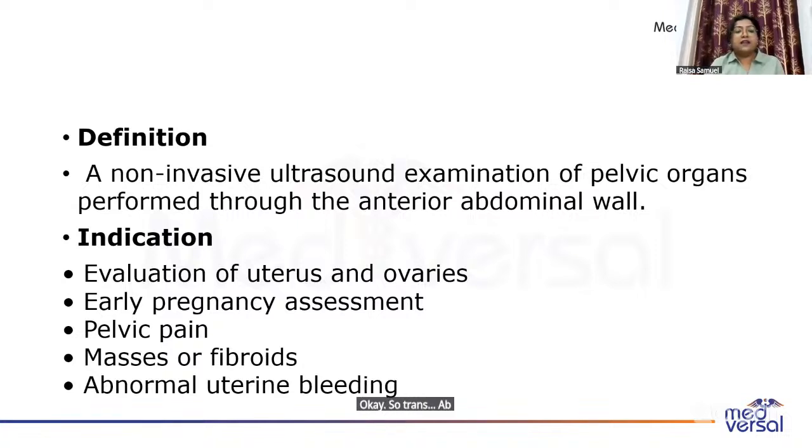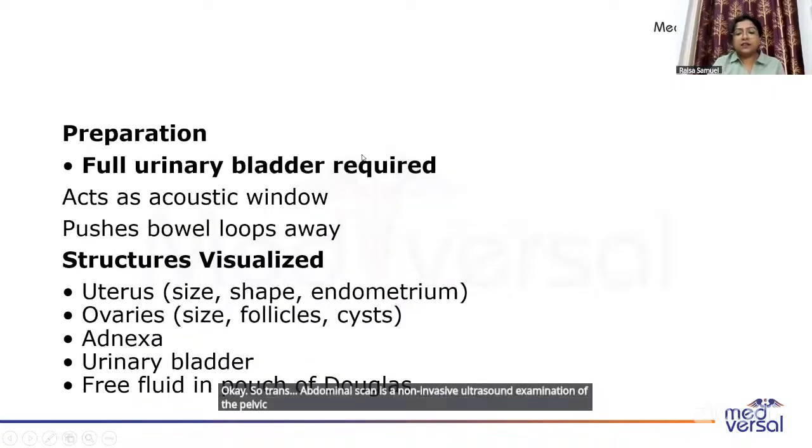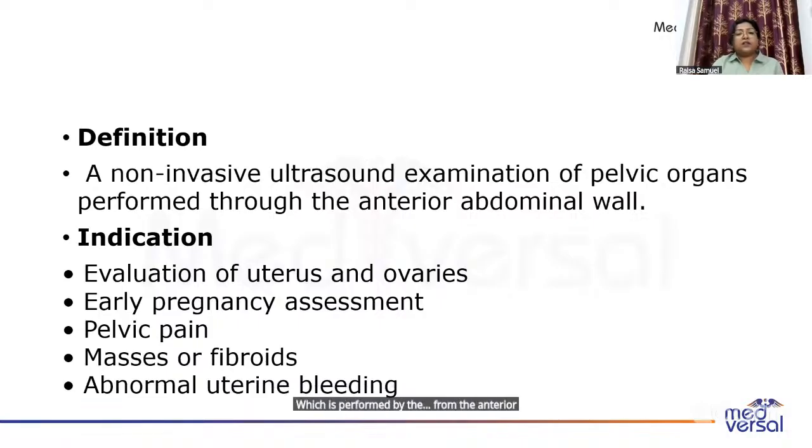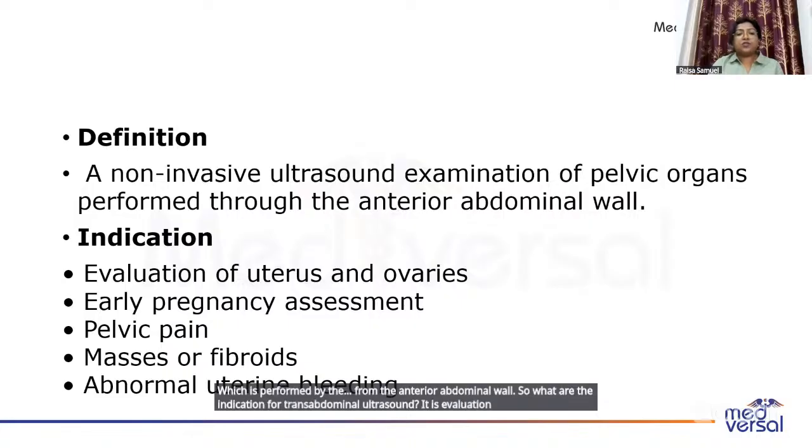Transabdominal scan is a non-invasive ultrasound examination of the pelvic organs, which is performed from the anterior abdominal wall. So what are the indications for transabdominal ultrasound? It is evaluation of uterus, ovaries, in early pregnancy assessment, pelvic pain, masses or in fibroids or in AUB.